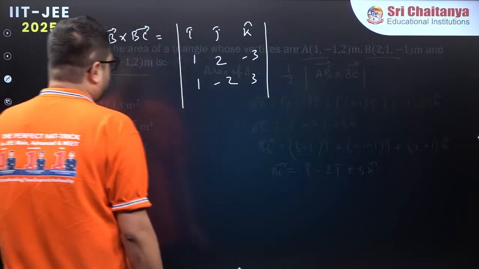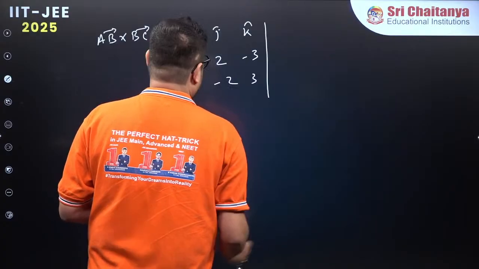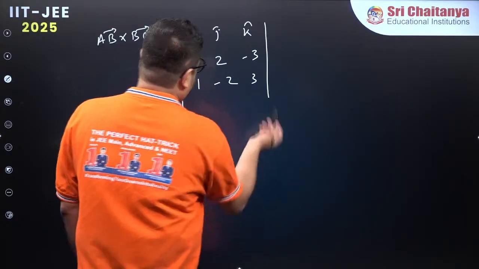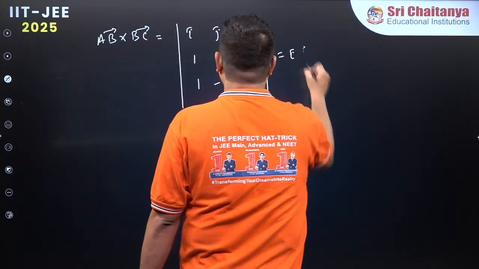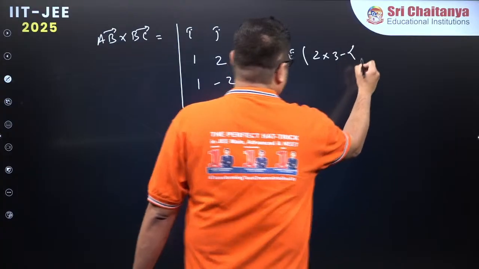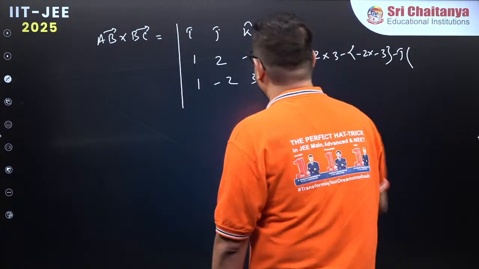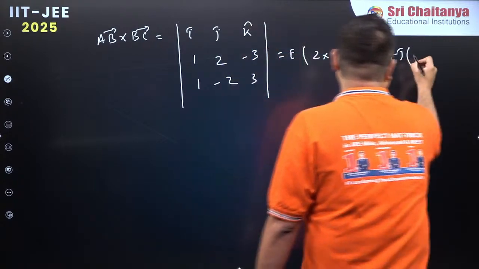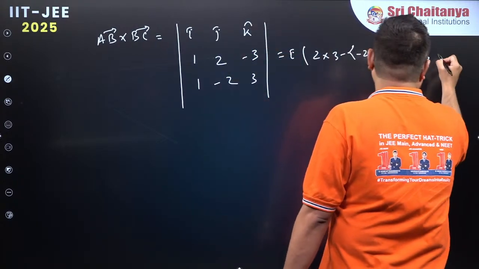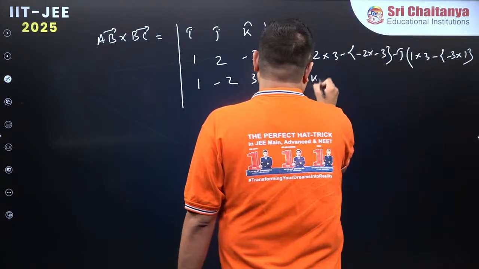So now as a result of that, what are we going to get? See, 1, 2, minus 3, 1, minus 2, plus 3. This is what we are getting. So let's try to perform the cross product. i cap: 2 into 3 minus of minus 2 into minus 3. Minus j cap needs to be considered, you know that. That is 1 into 3 minus of minus 3 into 1, plus k cap over here.